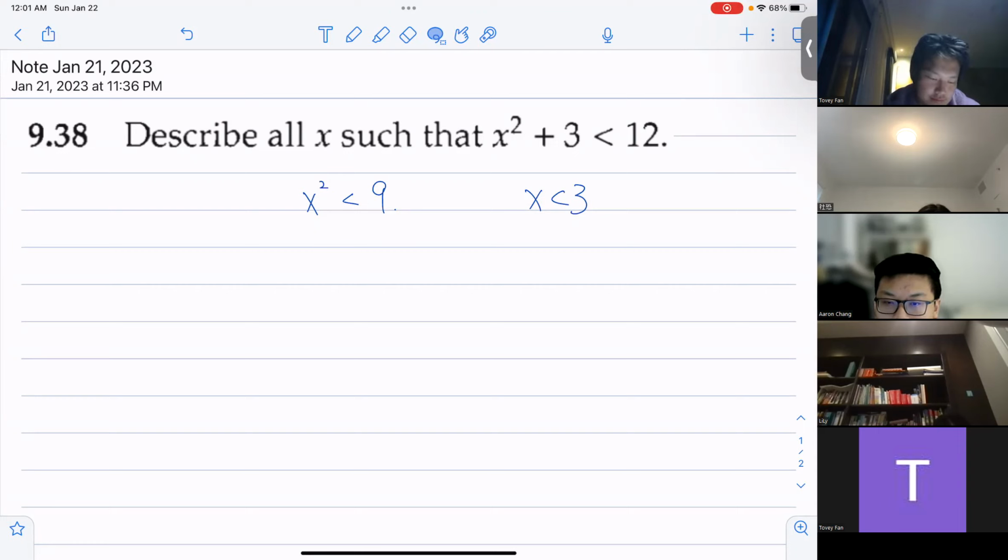We don't have to change the sign. Okay, and then? So what do you think, is this the answer? No, it has a different... like, x can also be equal to -3. Can be equal to -3. Yeah, but I don't know if it's greater than or less than -3.